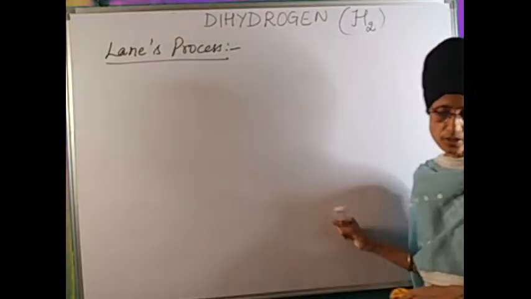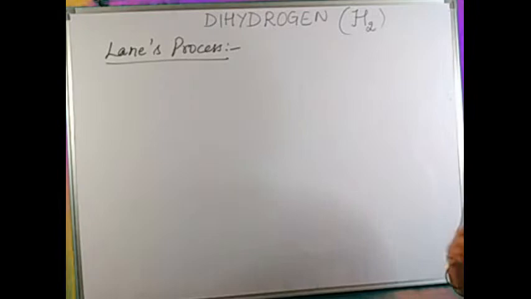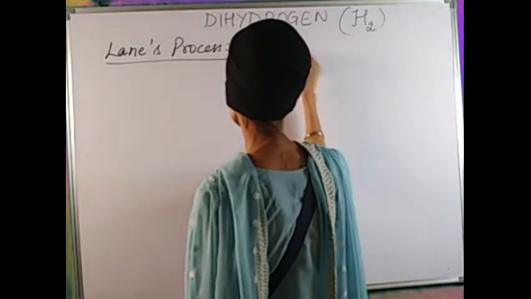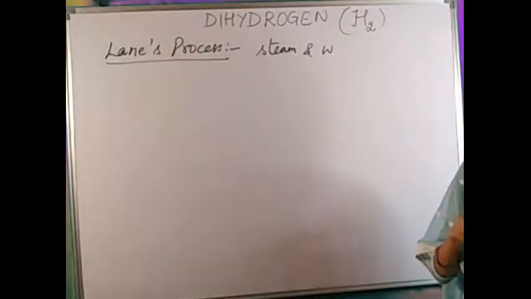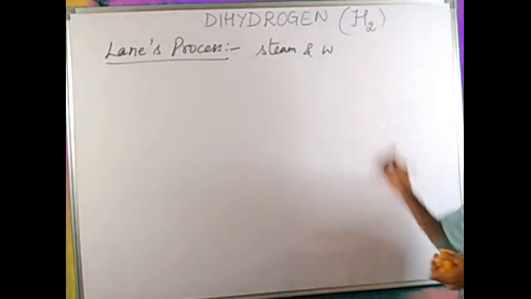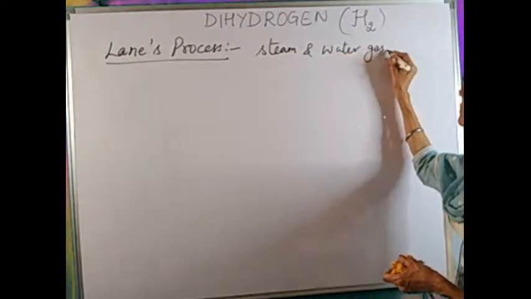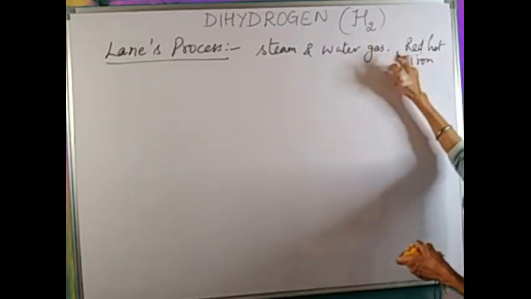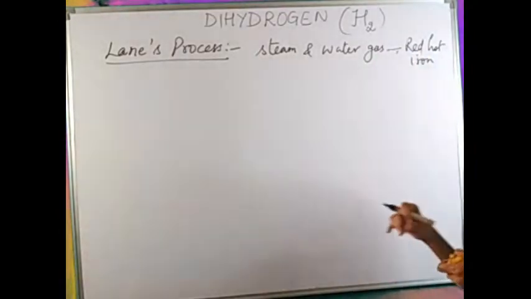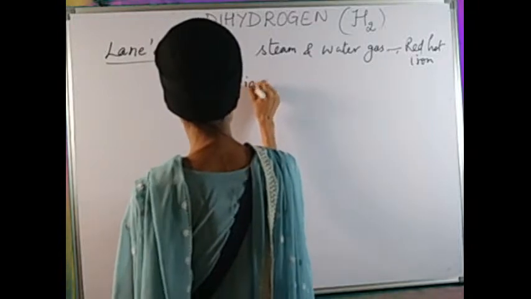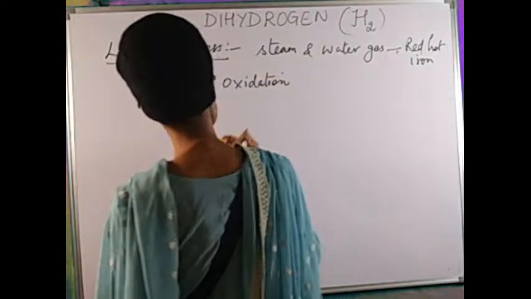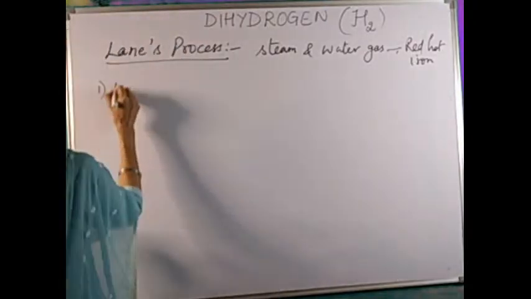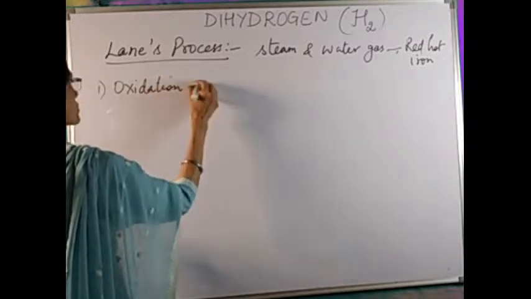So during Lane's process, there is reaction of steam with red hot iron. Alternatively, steam and this water gas are passed over red hot iron. So Lane's process has mainly two stages. The first is called oxidation stage and the other is called reduction stage. Let us first discuss the oxidation stage.